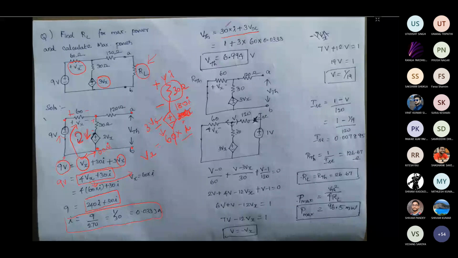So here we are getting 30I plus 3Vx because both are voltage drops, because the current is entering the positive polarity. So you substitute 3 into I here. I is nothing but 0.0333 ampere. So if you substitute that, we are getting 1. Then for this Vx we are going to replace it as 60 into I. So this I, you substitute the value here, then we are able to find that VTH as 6.994 volt. Okay, so this is for this case.